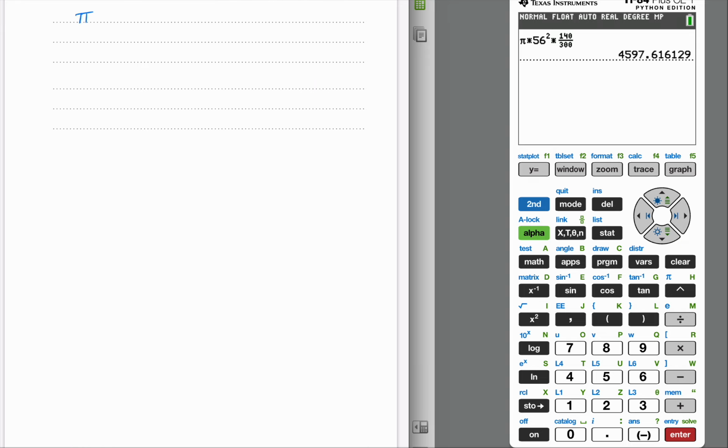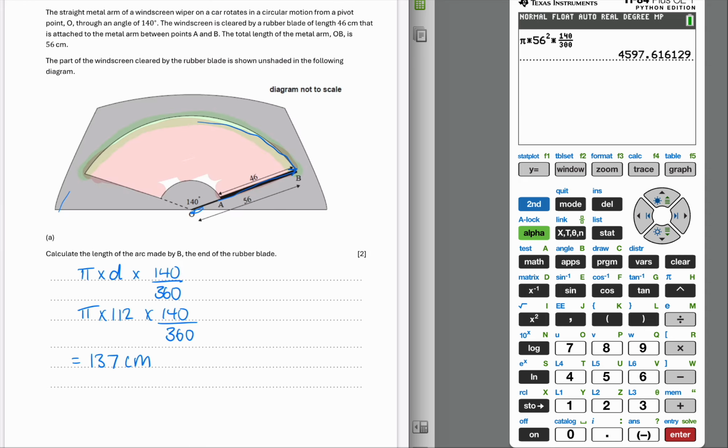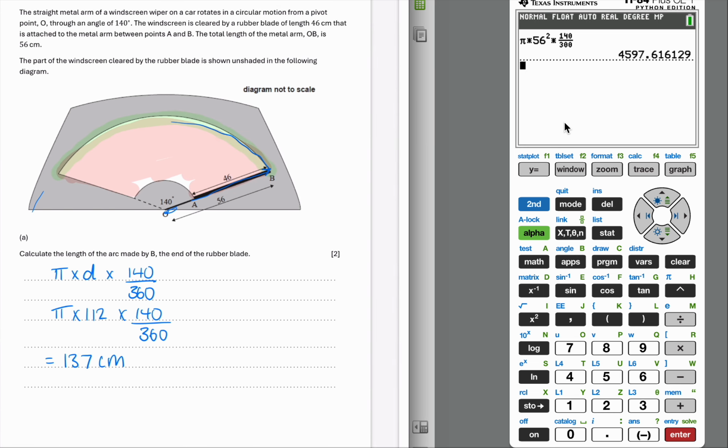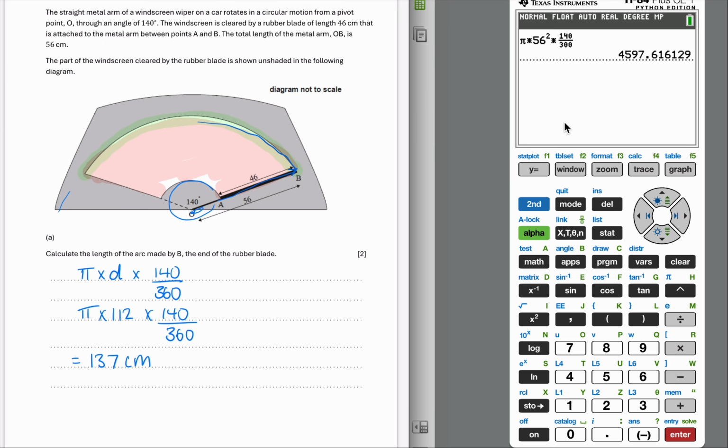So we do the area as pi r squared times, and again we're only interested in 140 out of 360, and I know that the radius of that larger circle is 56, so pi times 56 squared times 140 over 360. And you can see here I've typed that into my calculator, and we get the answer of 4597.616129. Now I'm not going to round it yet because I haven't finished the question, because I need to subtract from that the area of the smaller circle here.